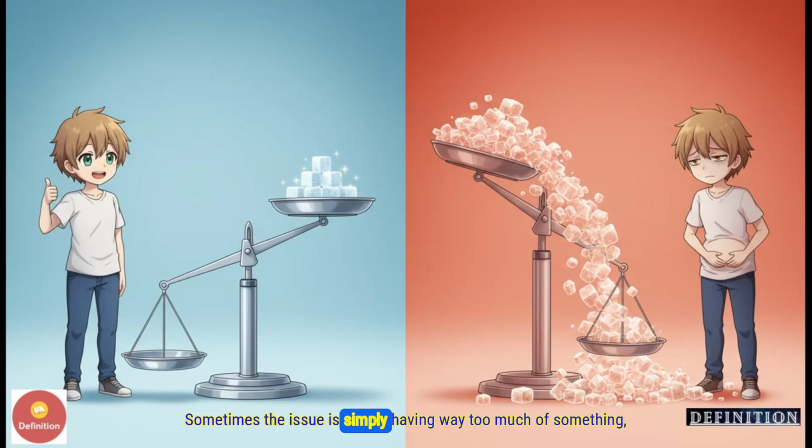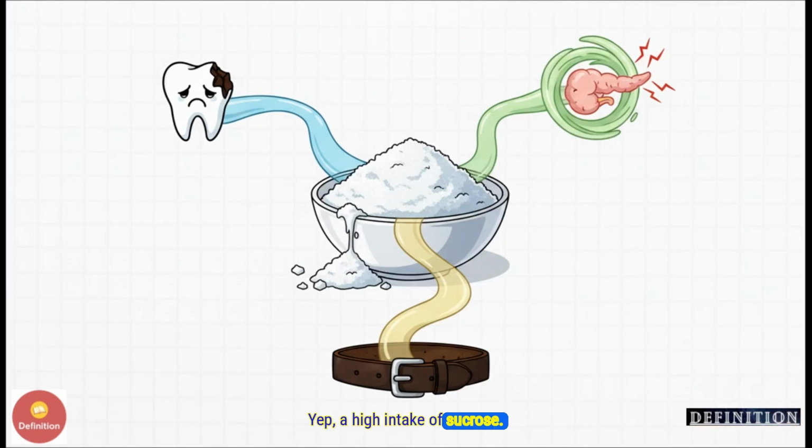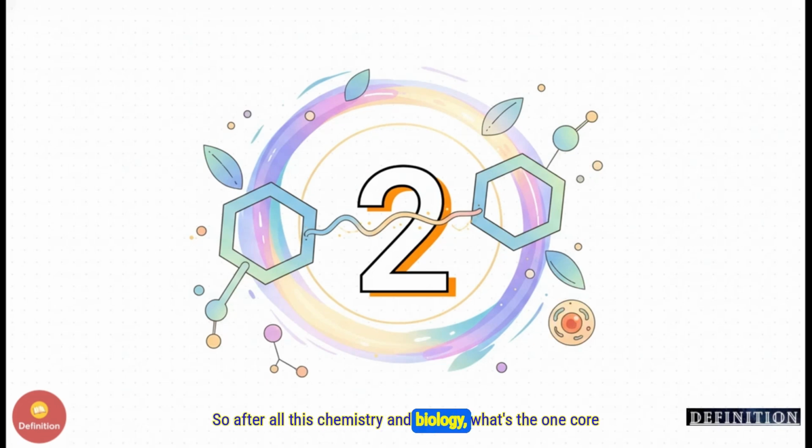But digestive problems aren't just about what our bodies are missing. Sometimes, the issue is simply having way too much of something, especially when we're talking about sucrose. Yep, a high intake of sucrose, our everyday table sugar, is linked to a whole bunch of health problems. Because it's so easy for our bodies to break down, eating too much of it can totally overwhelm our metabolism. Over time, this can contribute to things like obesity, insulin resistance, and of course, the one we all know about, cavities.